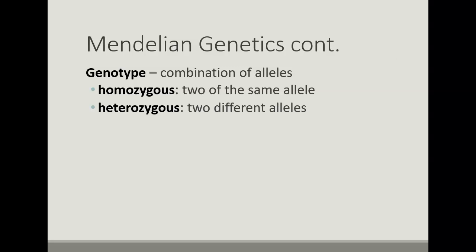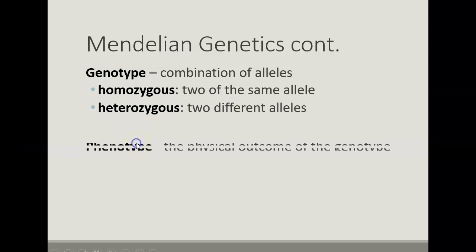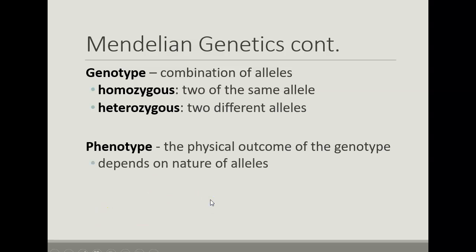And the color is going to depend on whether the trait is dominant or recessive, which we'll talk about in just a minute. So your genotype is the combination of your alleles. Your phenotype is the physical outcome of that genotype. So again, green pods, green seeds, short plant, purple flowers, whatever it happens to be. And your phenotype depends on the nature of your alleles. It depends on whether you have dominant or recessive alleles.